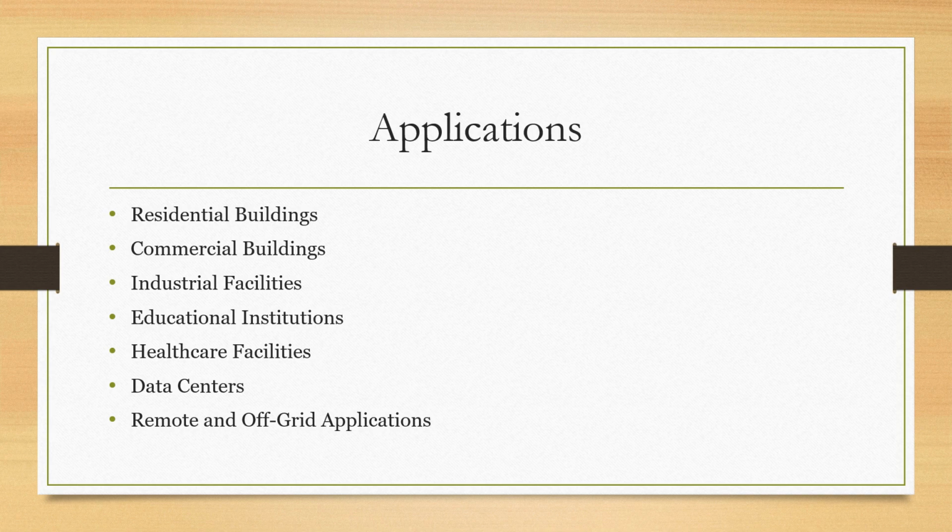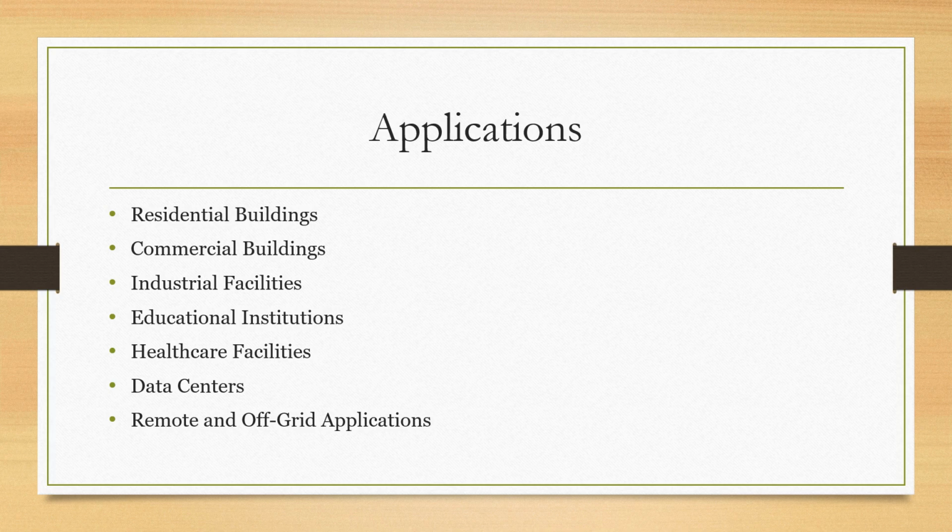Now let us look at the applications where solar cooling system is used. First and foremost is the residential building. It can be implemented in homes and apartment complexes to provide energy efficient and sustainable cooling. Commercial buildings, office buildings, retail stores, hotels, and other commercial spaces can benefit from solar space cooling.